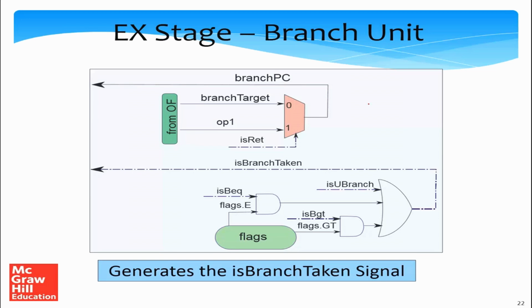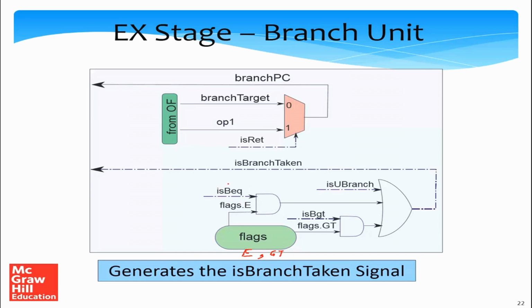Now let's take a look at the execute stage, the EX stage, which also contains multiple units. Let's first take a look at the branch unit, which is very simple. Let's start from the bottom. Let's look at the flags register, which contains mainly two bits, the E bit and the GT bit. The E bit is set if the last comparison led to an equality, and the GT bit, the greater than bit, is set if the last comparison led to a greater than condition, that the first operand is greater than the second.